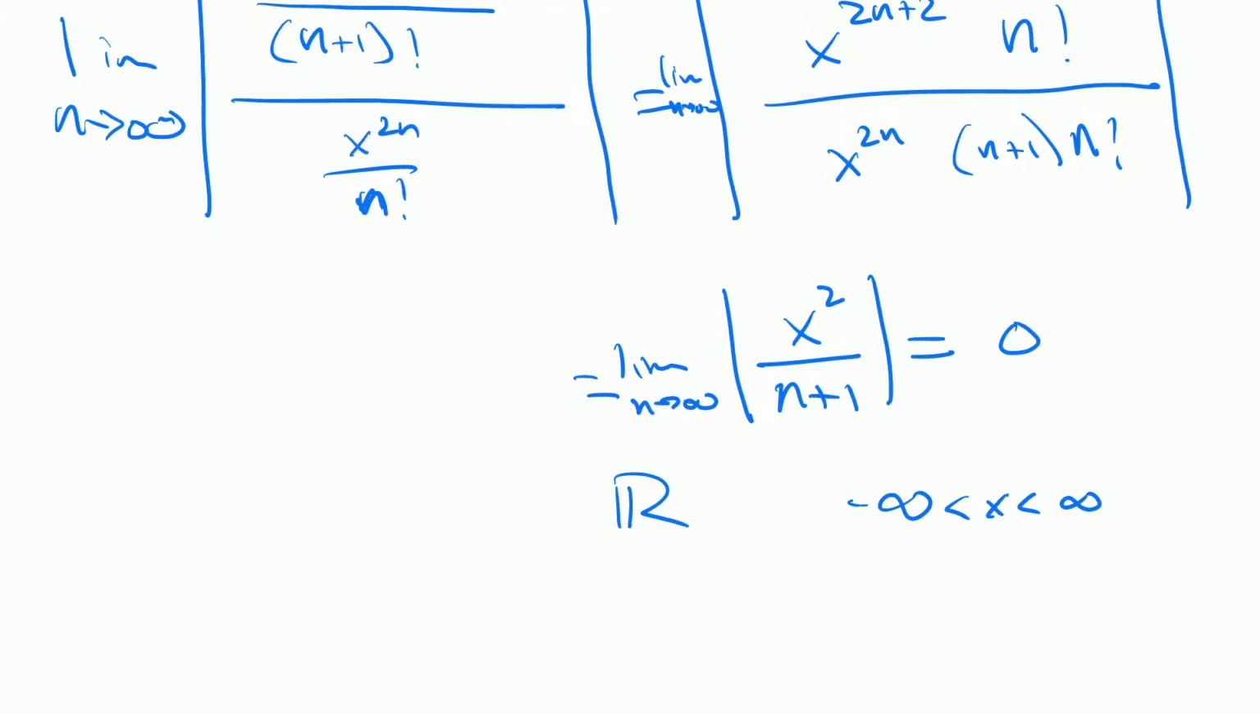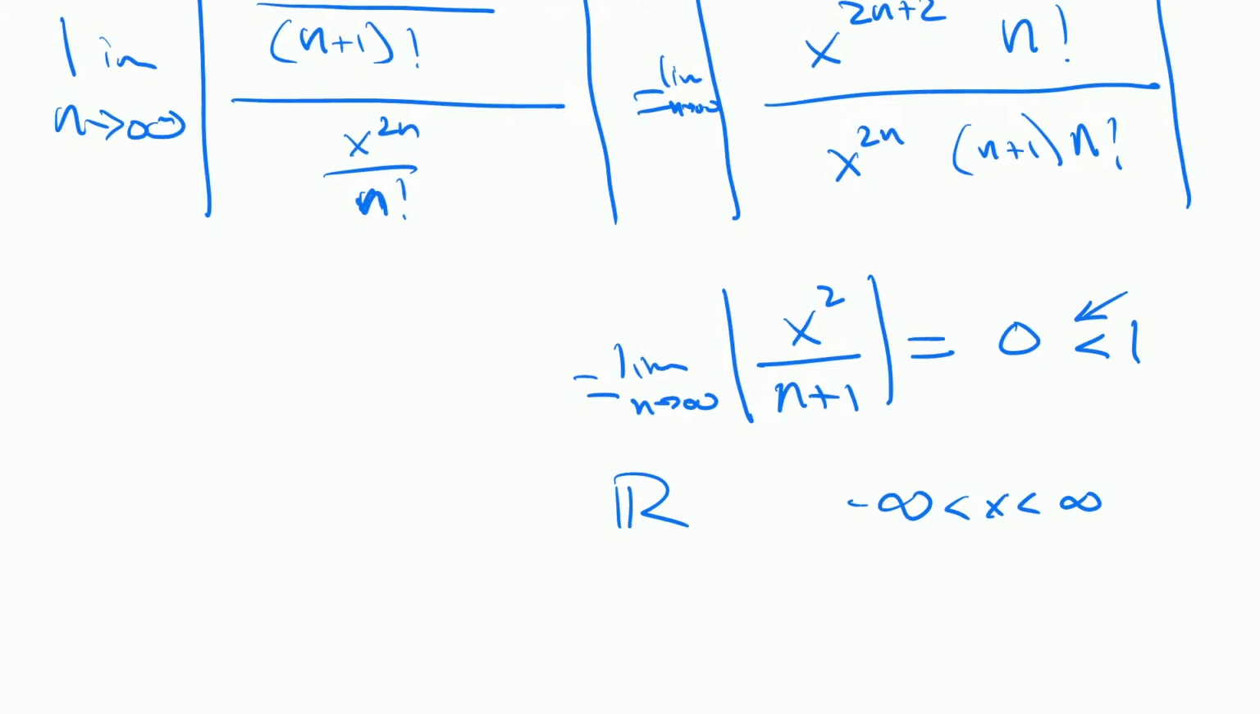Anytime you do your limit and you don't have an x there, it means that it doesn't matter what x is. That's less than 1 here. Let's just write that in there. So using the ratio test, it doesn't matter what you plug in for x. x is irrelevant. You're always going to converge.